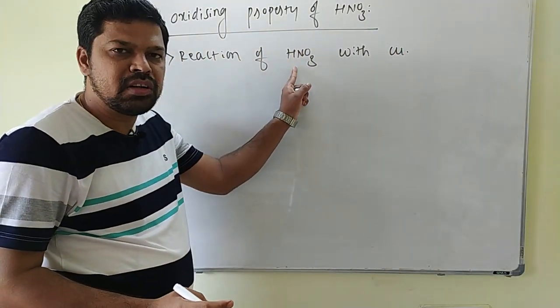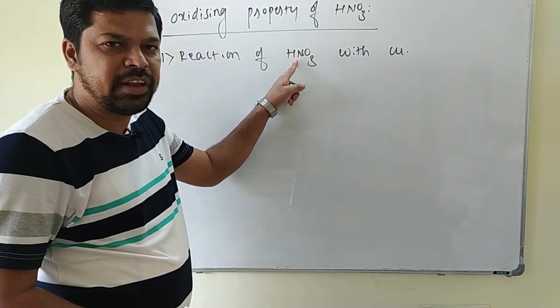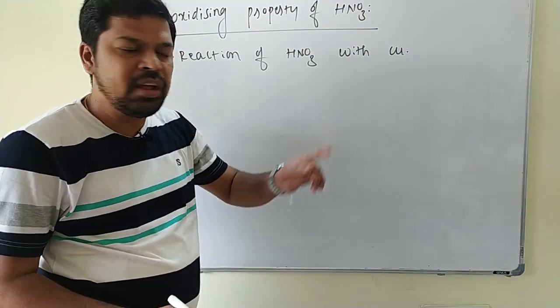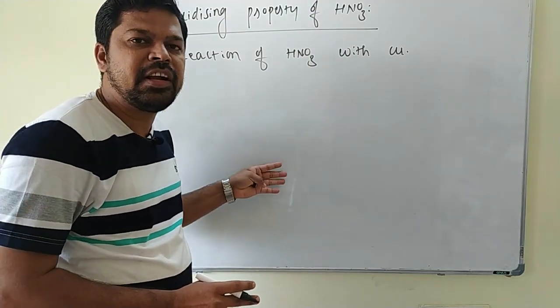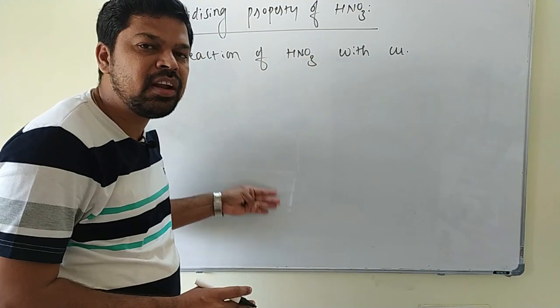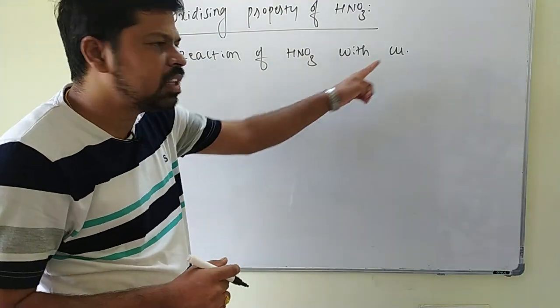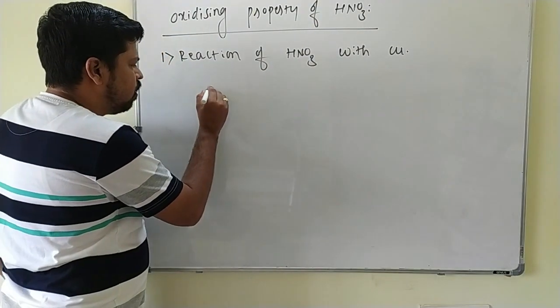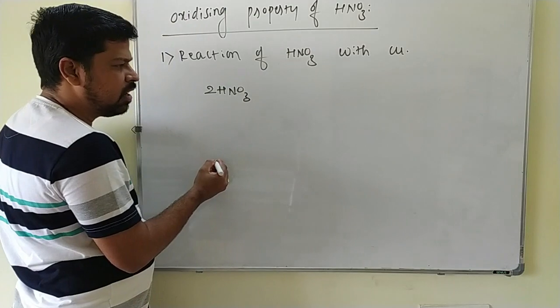There are 2 cases. One, you have to take concentrated HNO3 with the copper. Another thing is you take dilute HNO3 with the copper. In both the cases you will get different products, as we have seen the different decomposition of the concentrated HNO3 and dilute HNO3. First one we will take concentrated HNO3 reacts with copper here. Now I will take the decomposition reaction of concentrated HNO3.